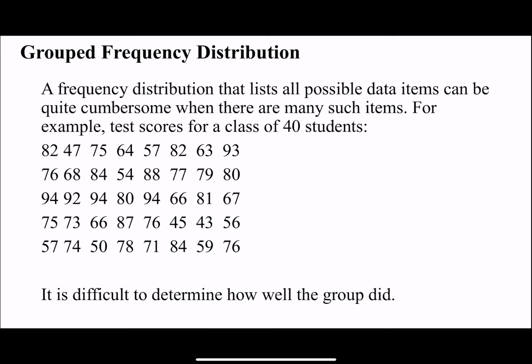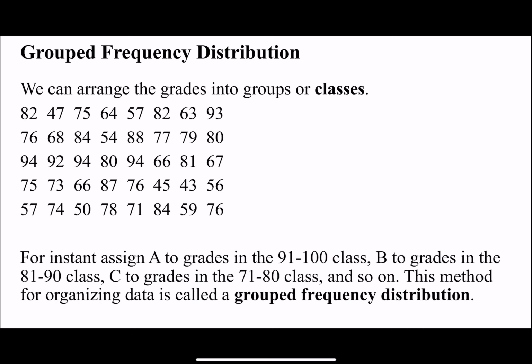We have different kinds of frequency distribution. Let's say instead of A, B, C, I have scores like 82, 47, 75. Let's say these are test scores for a class of 40 students, right? It's really difficult to see how well the students did on the test. So I can actually use the frequency distribution, okay? One thing is that I can group some scores together. In that case, we have grouped frequency distribution. That's what we do actually.